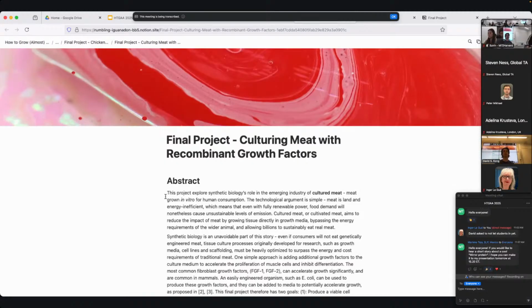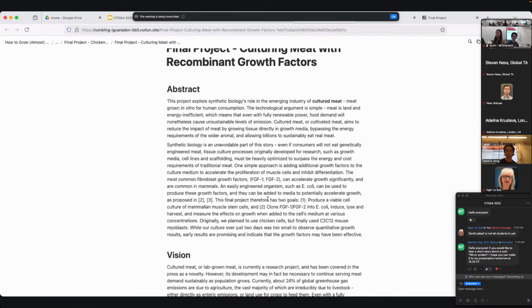All right, great. So my final project was about cultured meat. I'm going to talk about the argument and the motivation for cultured meat, what synthetic biology can contribute to the project, and my experiment where I tried to engineer slightly more efficient growth media for mammalian muscle cells.